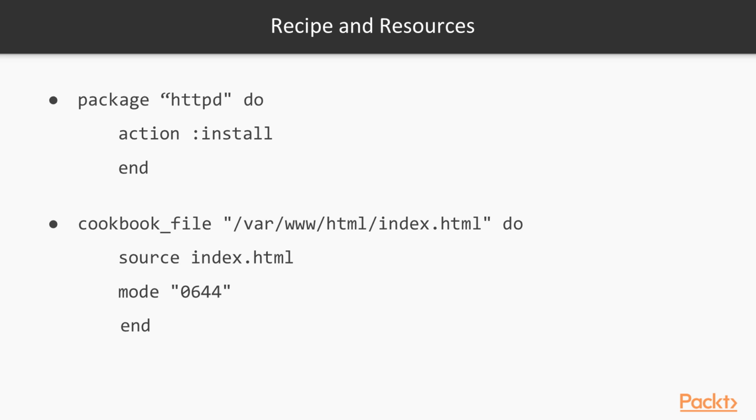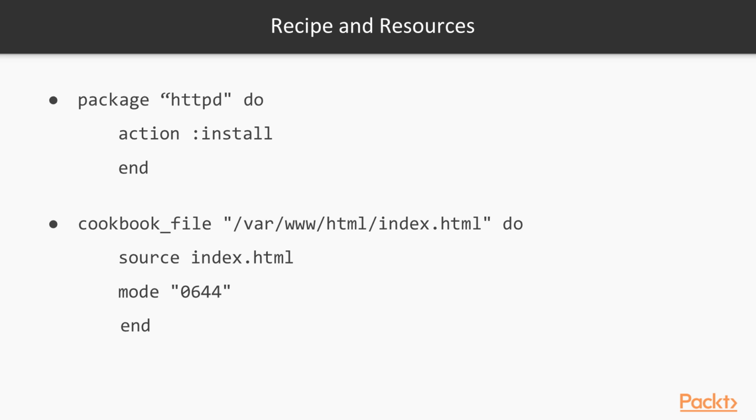So when we talk about recipes and resources, we have a specific way of writing. The syntax in Chef is that we first define a resource, then we name the resource, and then we put all the actions and parameters in between a do and end block. On screen, we have a package resource. The type of the resource is package. The name is httpd, and in between the do and end block, we have the installation of the package to be done. What I have done is action :install, and then I close my do end block with the help of the end keyword.